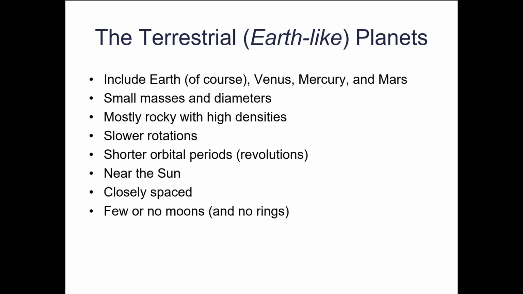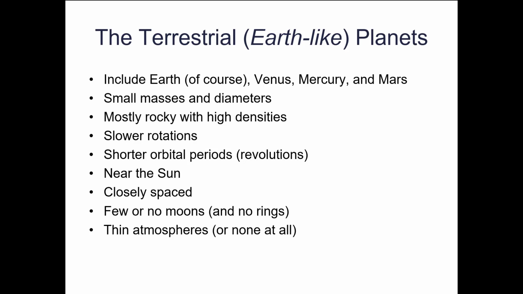And they have few or no moons and no rings. Mercury and Venus do not have moons. Mars has 2, but in a few million years it'll probably be down to one. One of its moons is on a decaying orbit and will eventually either be torn apart by tidal forces or maybe make a ring around Mars for a short time, or it might just impact the planet.